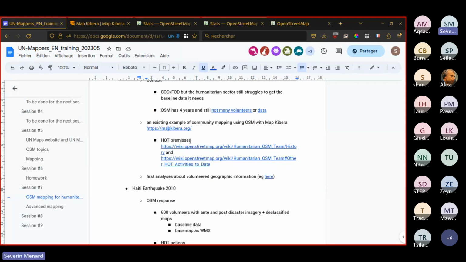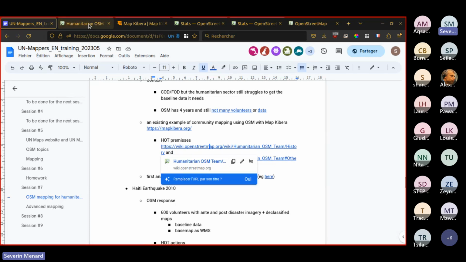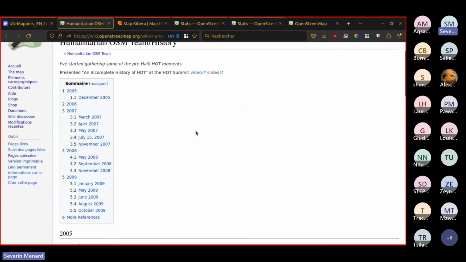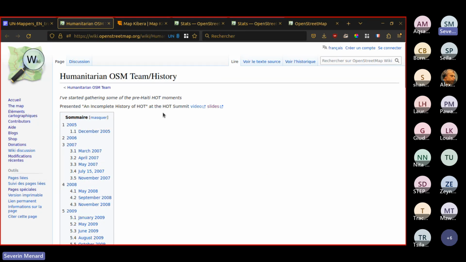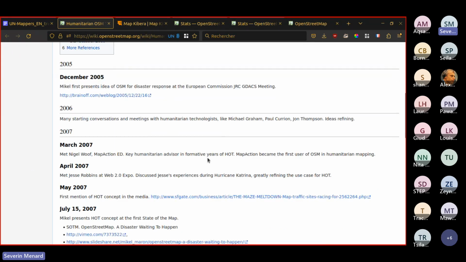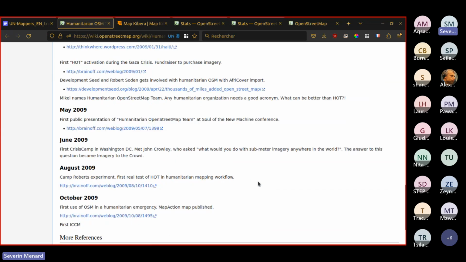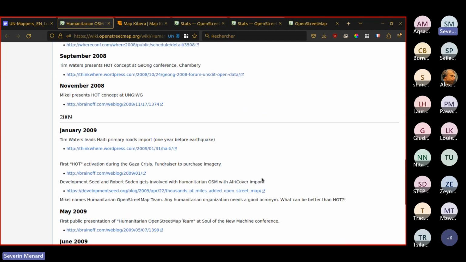And HOT, the Humanitarian OpenStreetMap Team, did not exist at that time, but the people that would found it in 2010 had already met, I would say. So it's good that they documented that in the OSM wiki. So you can find that written by them. Very short, but you have this information. It's always good to have that, and I think the wiki is the best place to put this information.